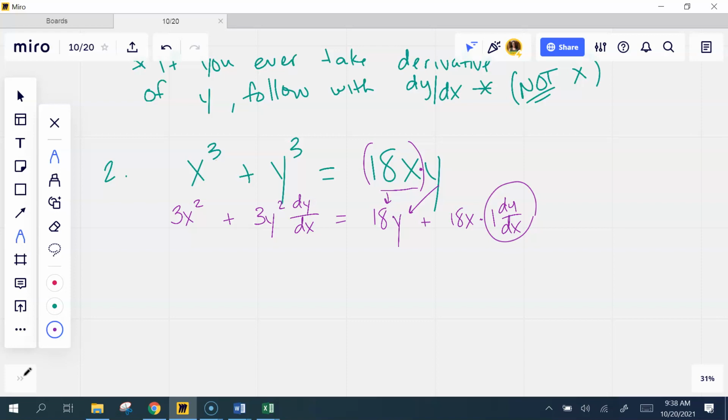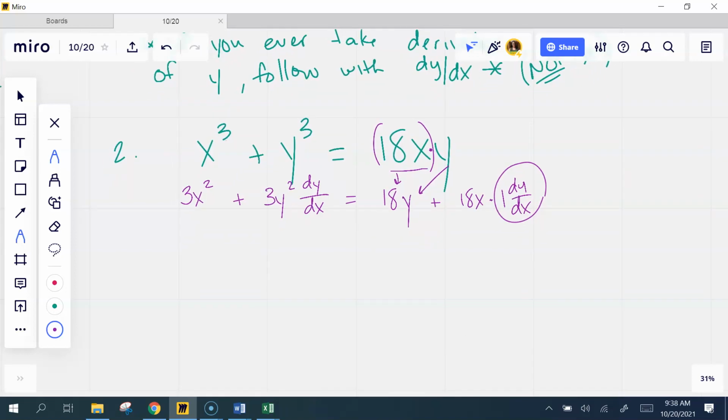Okay. Y'all okay? Now we can just solve. Now it's kind of downhill. Now you're basically solving an equation with multiple variables for one variable. So let me write it a little bit neater here so you can see. 3y squared dy/dx, (18x) dy/dx. So here's what I'm going to do.